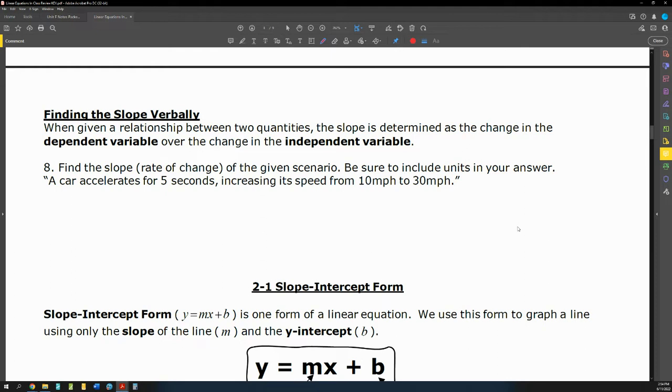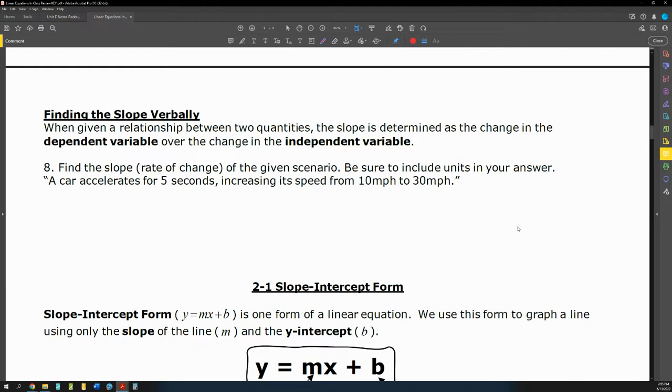So when given the relationship between two quantities, an x and a y, the slope is determined as the change in the dependent variable over the change in the independent variable. So if I have this example here, a car accelerates for 5 seconds, increasing its speed from 10 miles per hour to 30 miles per hour.